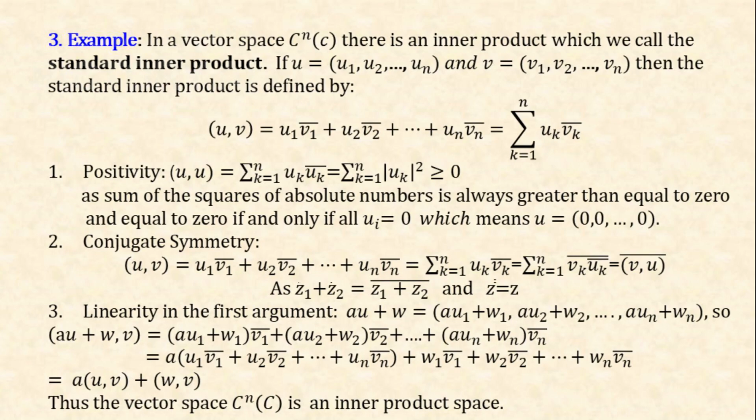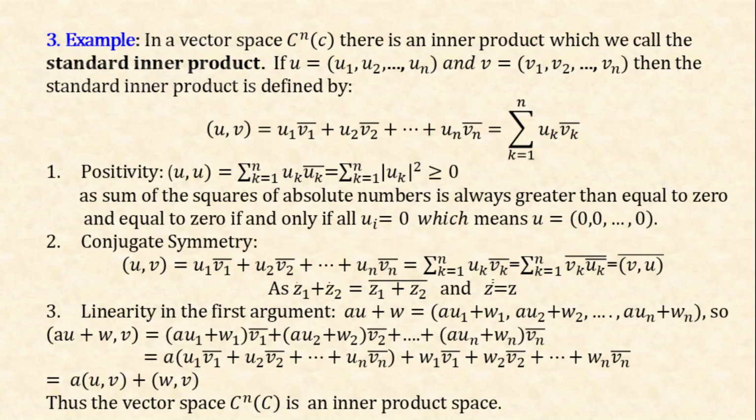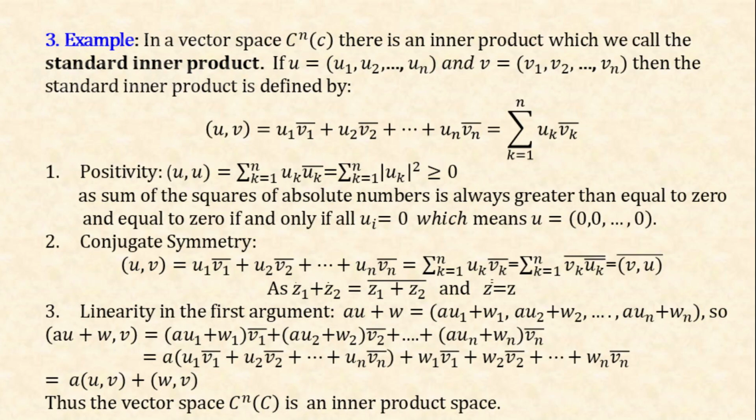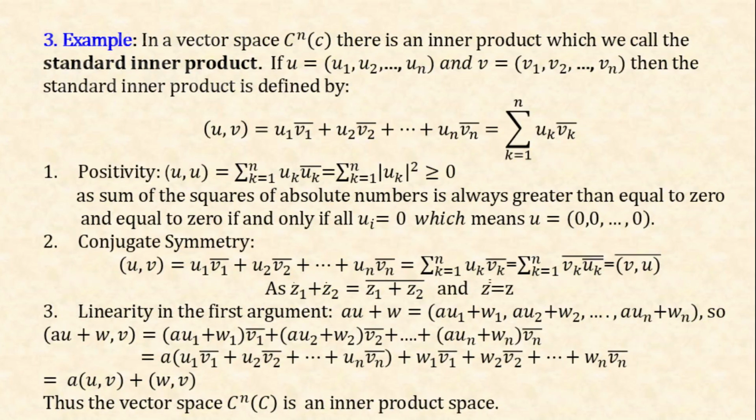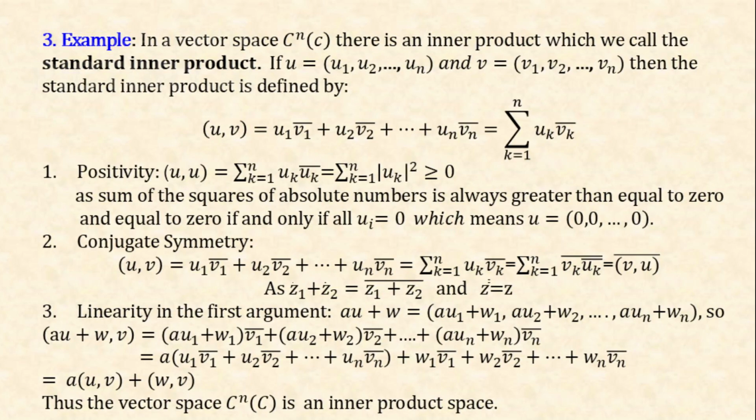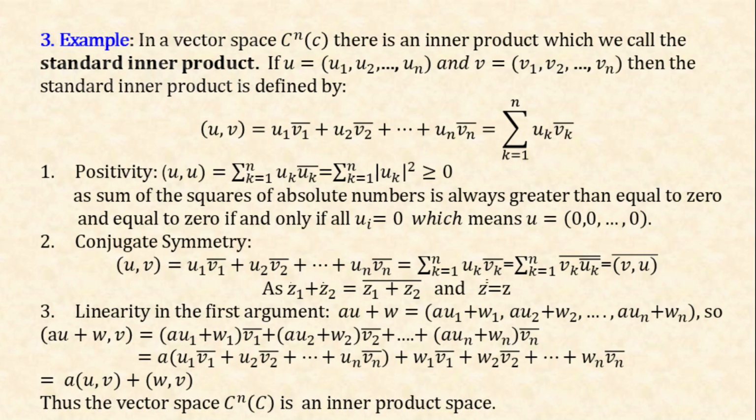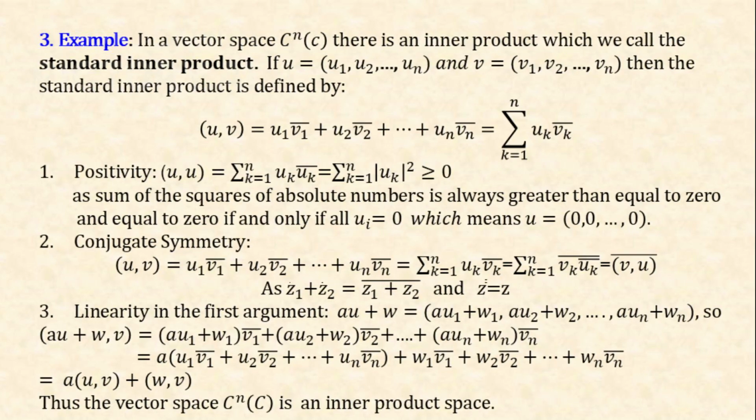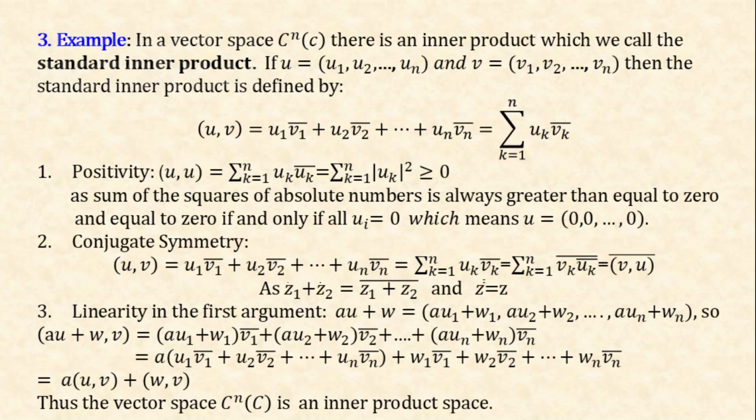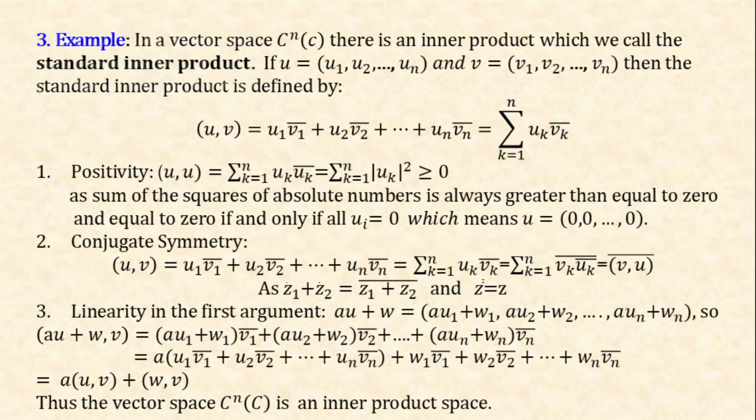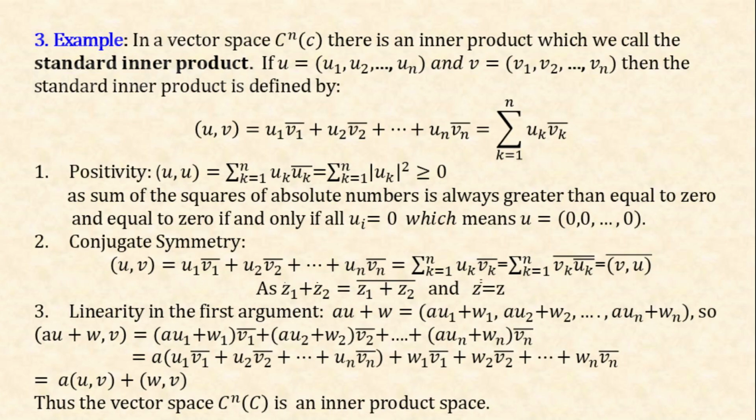Similarly, in the complex vector space Cn, the standard inner product involves the sum of products of components, incorporating complex conjugates. Note that z multiplied by z bar gives modulus of z squared. The conjugate of z bar is equal to z, and the conjugate of z1 plus z2 is equal to the conjugate of z1 plus the conjugate of z2. Using this we can easily establish the axioms of positivity, conjugate symmetry, and linearity.